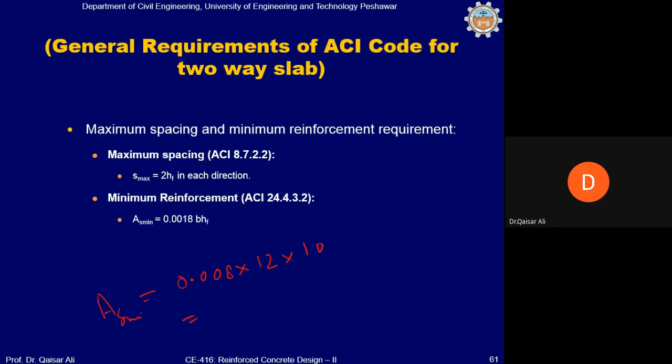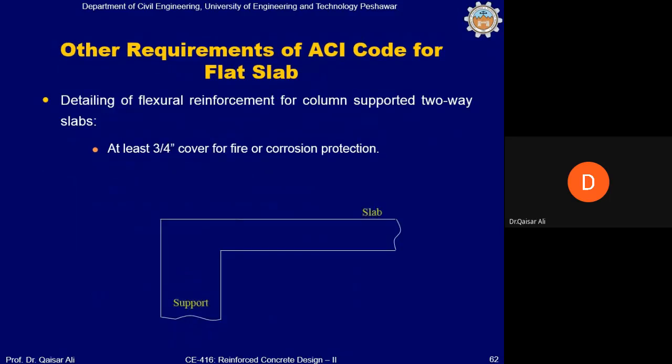So 0.216 square inch is the minimum reinforcement which shall be placed at all critical locations. The reinforcement shall not be less than this, and the spacing shall not be more than 20 inches. Next is the cover requirement. You know that 3/4 inch cover is required both for positive as well as for negative reinforcement for the fire protection and corrosion protection requirement.